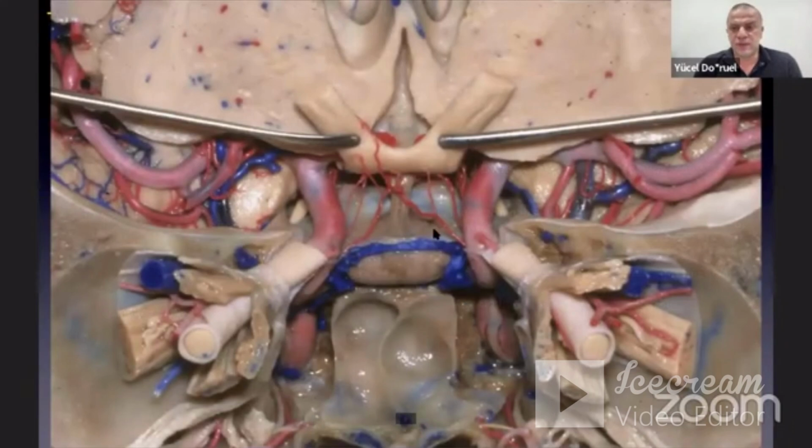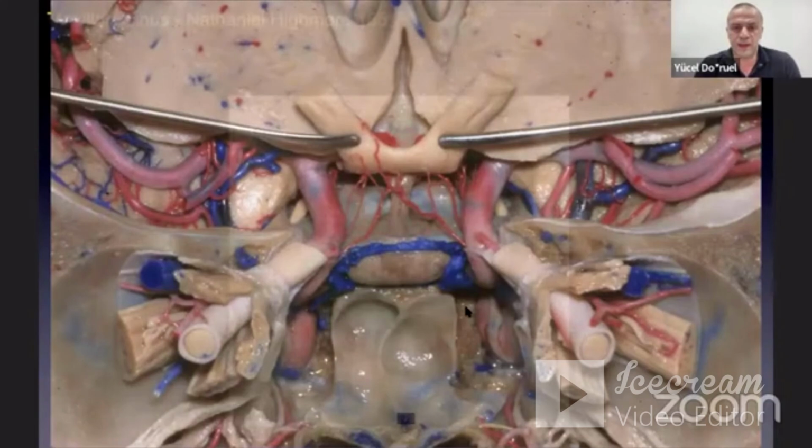This is a summary of the sphenoid sinus. Here is the pituitary gland, infundibulum, and laterally located carotid arteries, and here the optic nerve. And this slide summarizes the structures surrounding the sphenoid sinus.